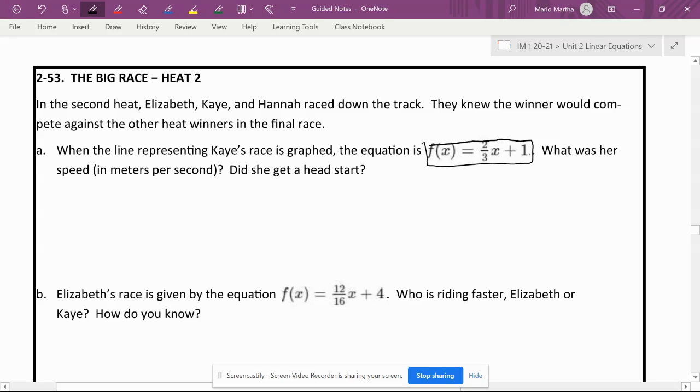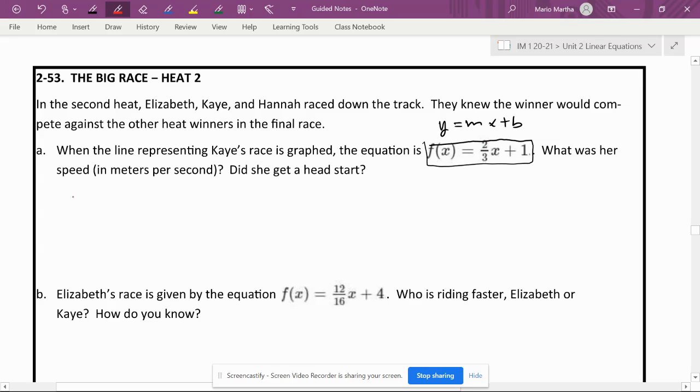Did she get a head start? So again, here, remember, f of x is the same thing as y. So we're looking at y, or f of x equals 2/3 x plus 1. And remember, it's always in the same form of y equals mx plus b in this case. They are different forms for writing equations of lines. We're starting off with the easiest one, all right?